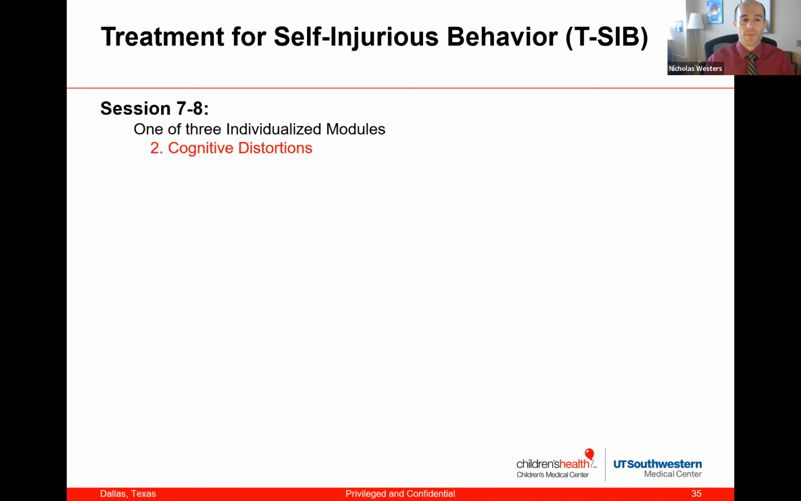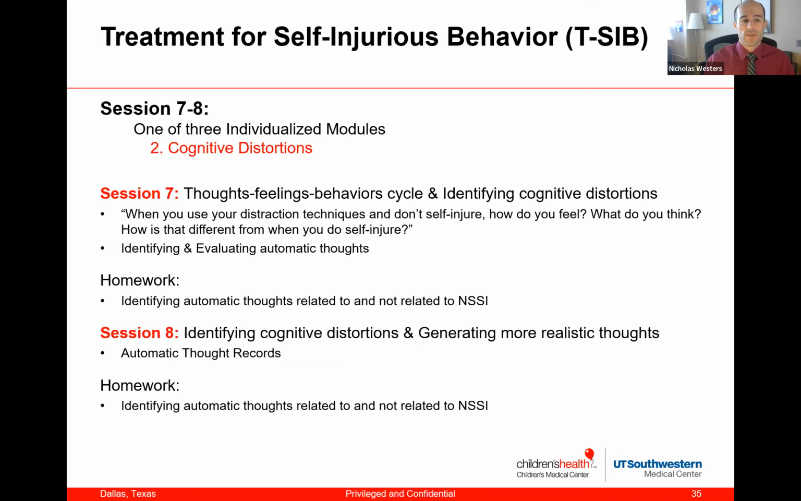And then the other module is cognitive distortions, for you CBT folk. So we went from DBT to now CBT, looking at using the thoughts, feelings, behavior cycle, and identifying cognitive distortions. When you use your distraction techniques and you don't self-injure, how do you feel? What do you think? How is that different from when you do self-injure? And then identifying and evaluating the thoughts. And then the homework would be to identify the automatic thoughts, so they're not so automatic, that are related to self-injury, and some that are just not related to self-injury. And then in the next session, you continue with automatic thought records.